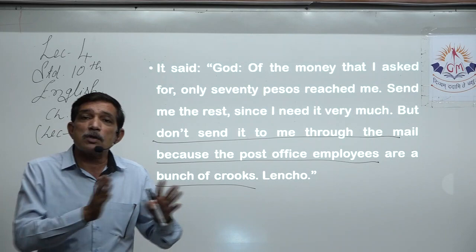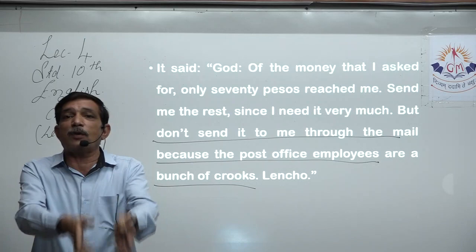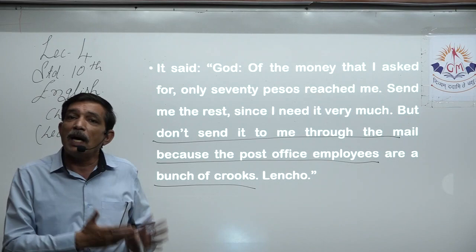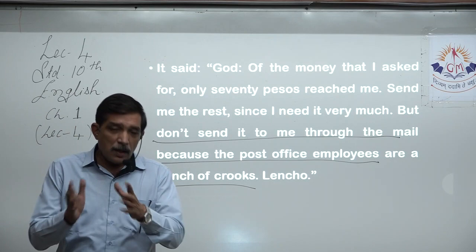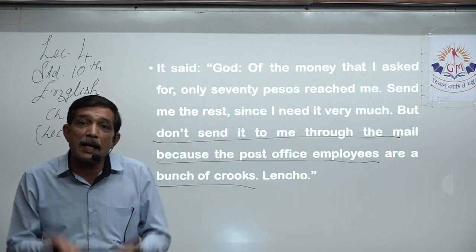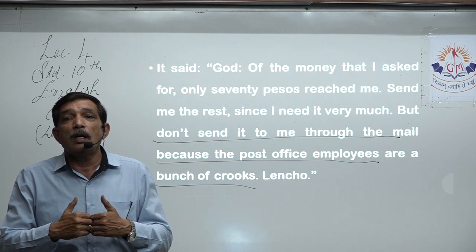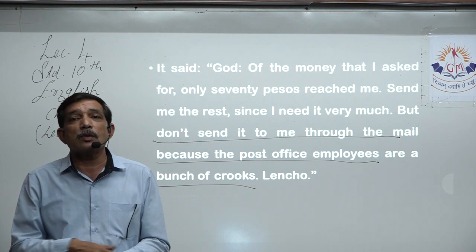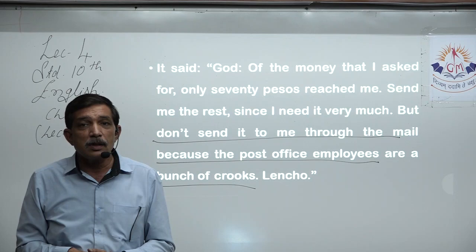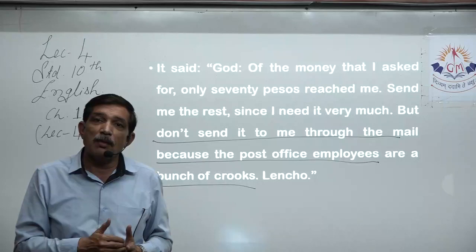Who is reading this? The post office employees, those who gave that money for this charity work, are reading it, and they are called a bunch of crooks by Lencho. So this is a very short, sweet story with a beautiful, ironic ending, where the people who did the charity work are called a bunch of crooks after honestly giving money in charity. They are labeled as thieves, crooks and robbers, and the person is again asking for the remaining 30.